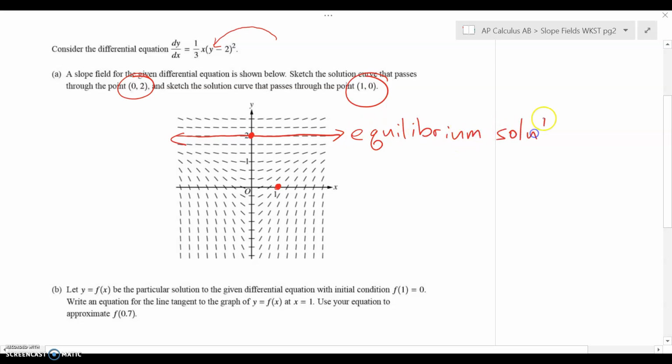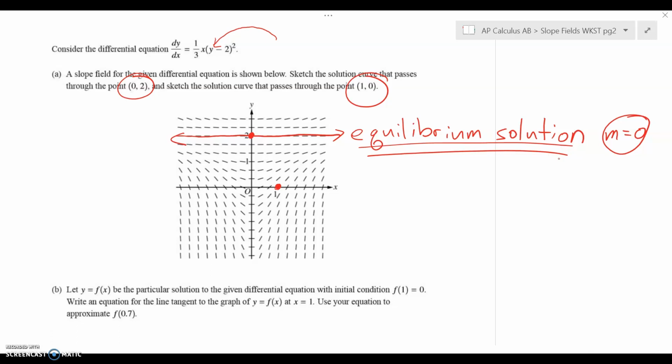They rarely leverage this particular term, but on a rare occasion, the AP has asked that you know there's this term called equilibrium solution. All that means is you've got something with a slope of 0. So wherever you start, you just stay on that line. The point 1 comma 0, that one's down here. This one's a little trickier to sketch the equation for. You can see the slopes as we go to the right are getting a little flatter.